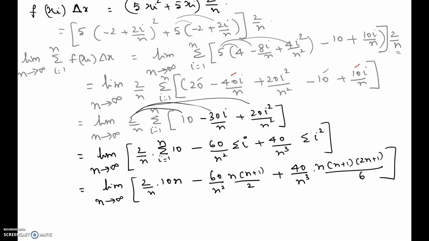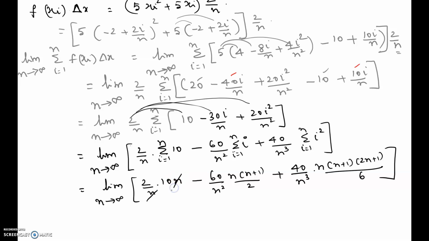So we notice 2 over n, sigma 10 means 10 is added to itself n times, so it is 10n. Then 60 over n squared sigma i, by the formula that we wrote in the previous problem, it is n plus 1 over 2. The understanding is this is sigma i varying from 1 to n. Here also it is sigma i varying from 1 to n. Then 40 over n cubed sigma of i squared, again by the formula that we wrote in the earlier problem, it's n plus 1 times 2n plus 1 over 6.